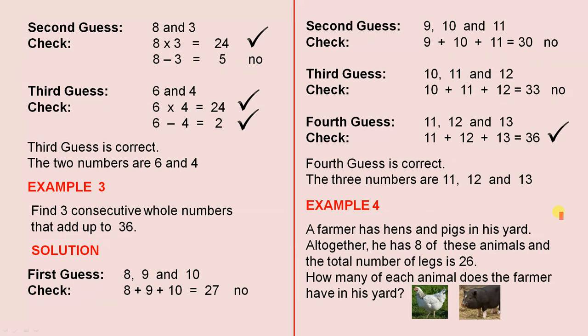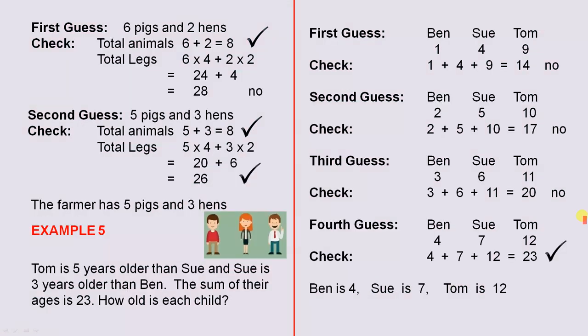A farmer has hens and pigs in his yard. Altogether he has 8 of these animals, and the total number of legs is 26. How many of each animal does the farmer have in his yard? The first guess. Let's guess 6 pigs and 2 hens. Check. The total animal 6 plus 2 is 8. That's correct because that's what the problem's asking for.